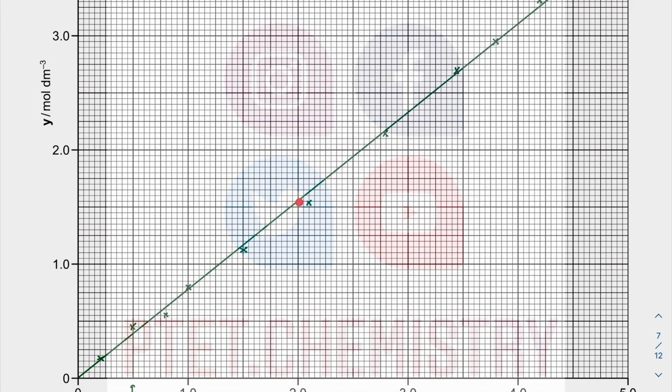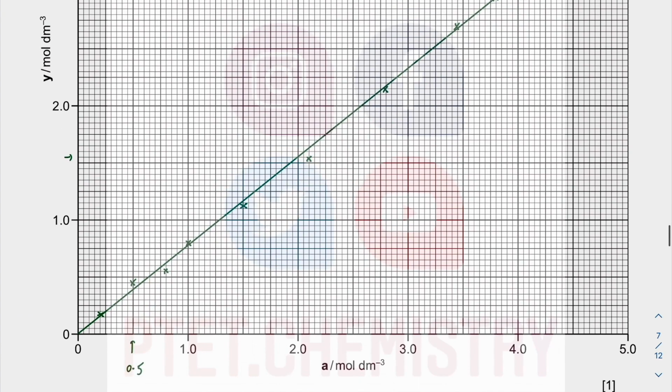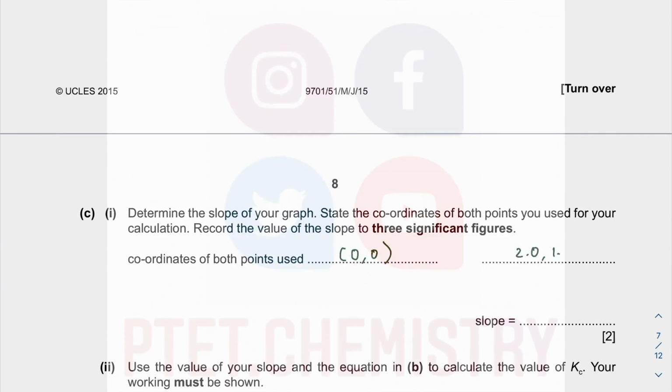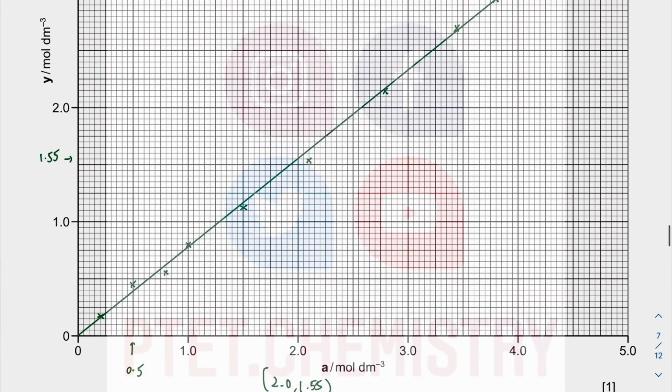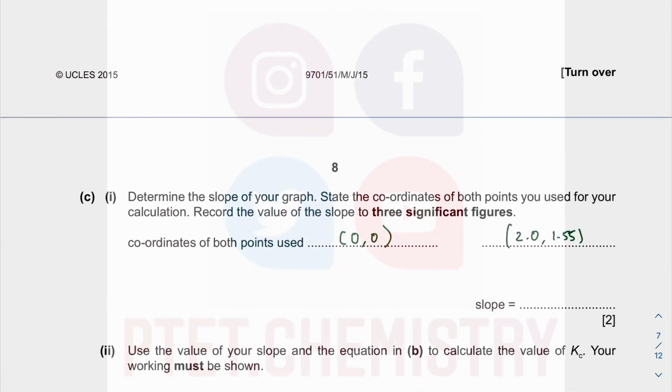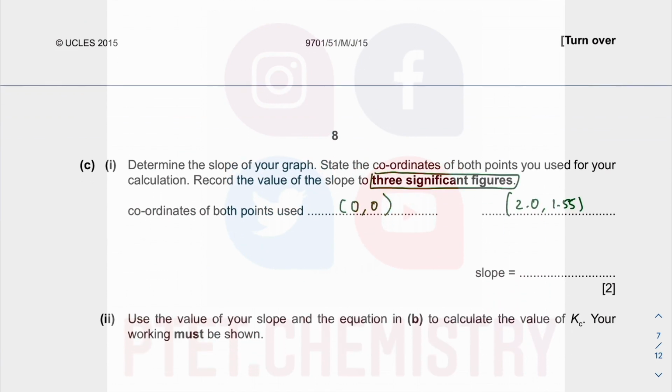So there's 1.5, there's 1.55, so 2.0 and 1.55 is my other coordinate, so it's basically there. But you have your own line, so you should use your own data. Don't be surprised that your value will be slightly different from mine, unless your graph was badly drawn, I guess. They just want the gradient, so the slope refers to the gradient.